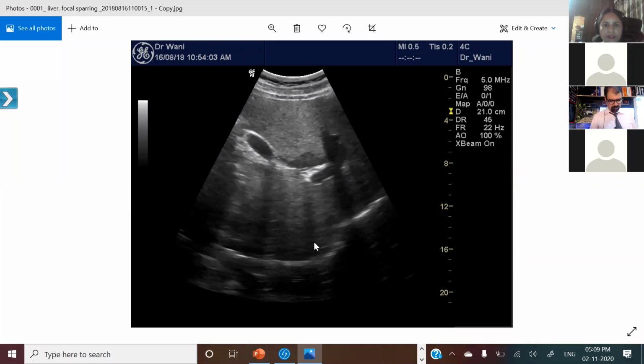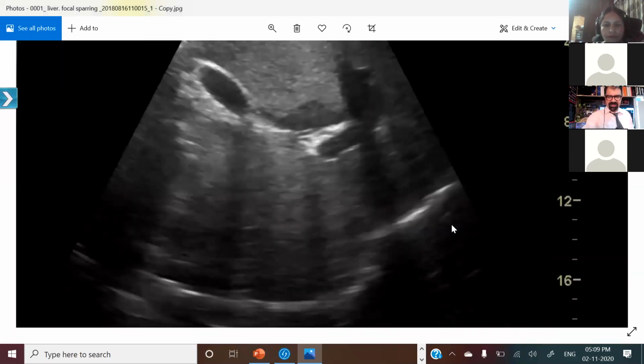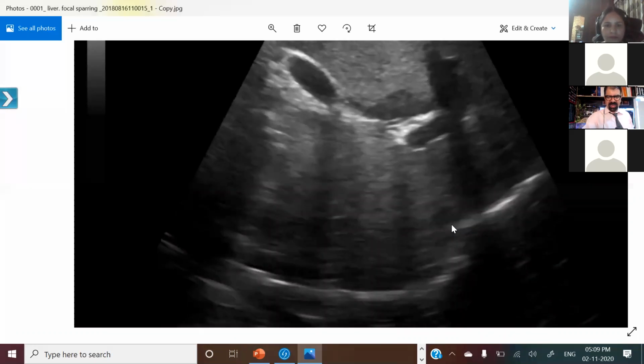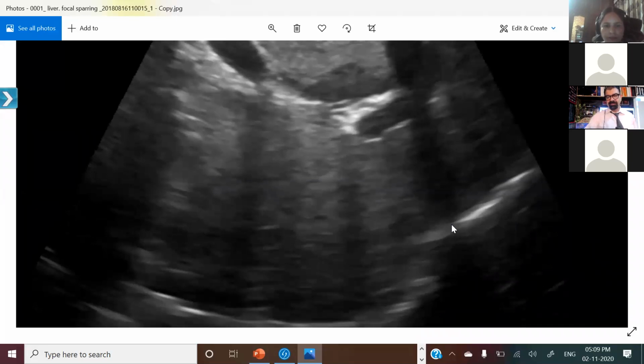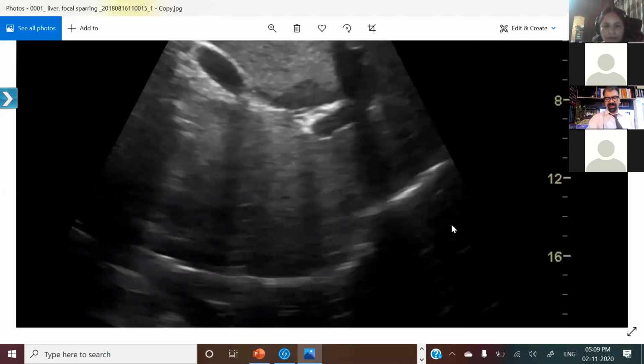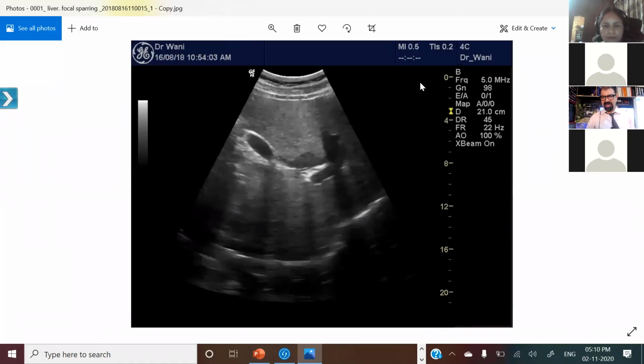Dr. Harvinder, is this fatty liver? And if yes, why is this fatty liver? So there is attenuation of the ultrasound beam. Very good. Now see this area over here, the posterior area. There is some attenuation of the beam. And the diaphragm, now see the diaphragm. Diaphragm is not very clear. Now see, the beam is not coming properly in this area due to the fat in this area.